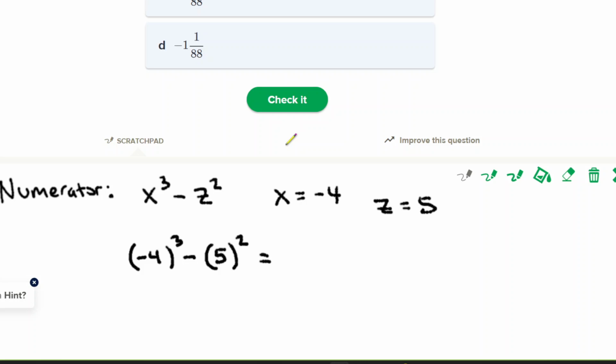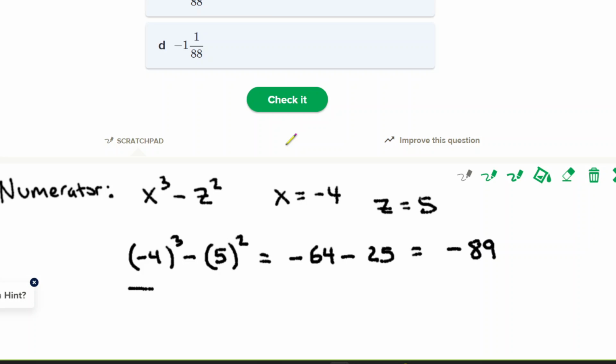Now, -4 to the third power, that's -4 times -4 times -4. That would be -64. -4 times -4 is +16. Then times -4 again would be -64. And we still have the minus, and then 5 squared, 5 times 5 is 25. And now all we're doing is subtracting. -64 minus 25 would be -89. So that's the numerator.